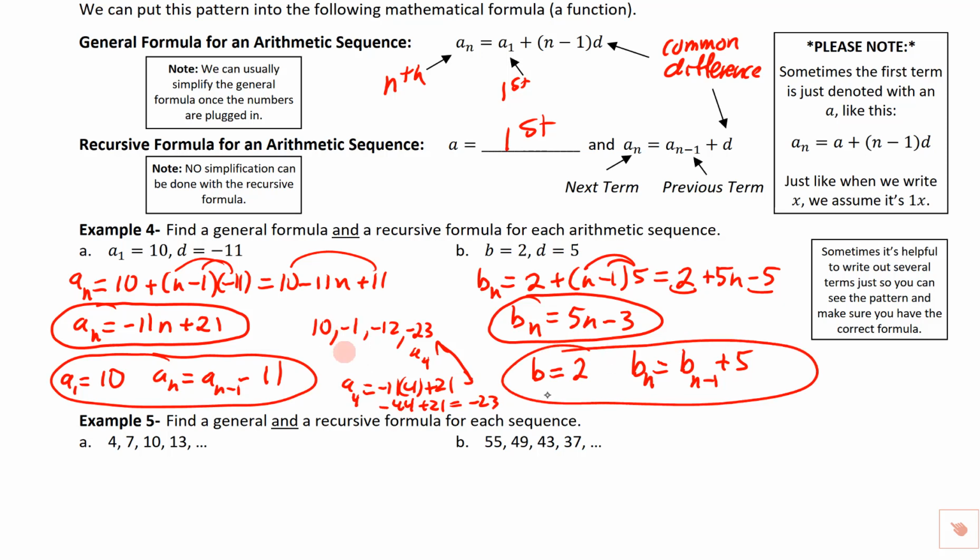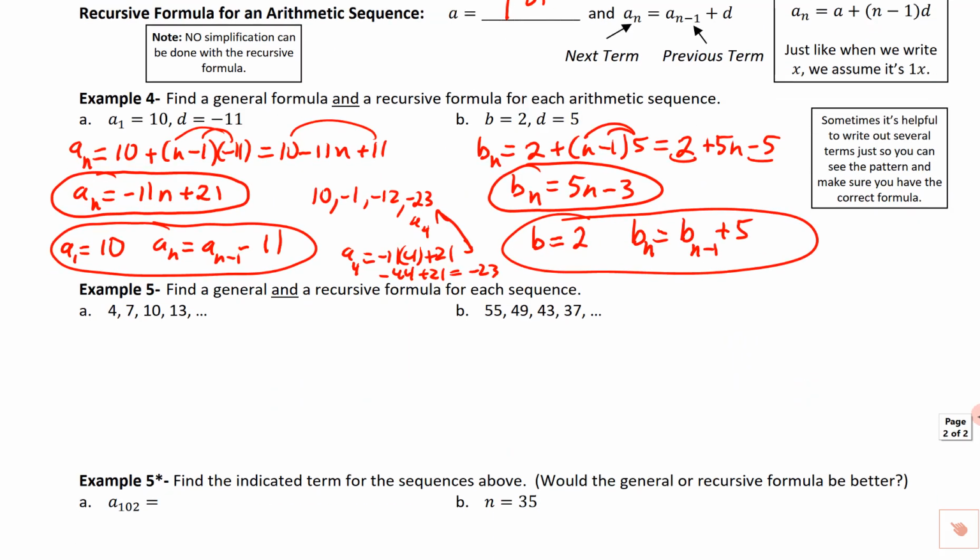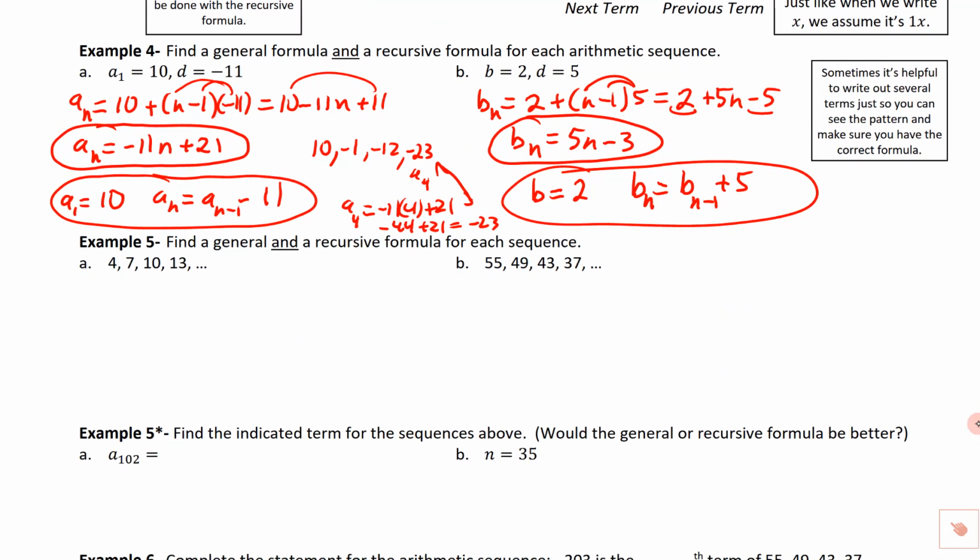Again, you don't need to check every single time. I just want to show you that that actually works. So we're going to slide down here, and we're going to do the same thing again, but this time we've got different information. On example 4, we were actually given what the first term was and what the common difference is. Here, we're just given what it looks like, and we've got to work out what the common difference is. And we still need to write a general and a recursive formula.